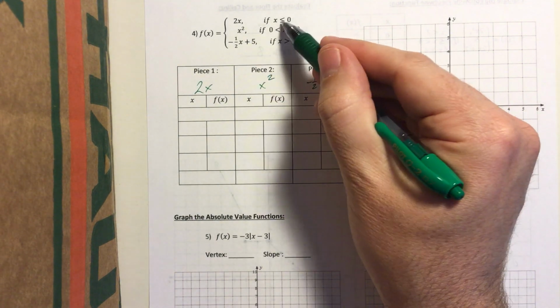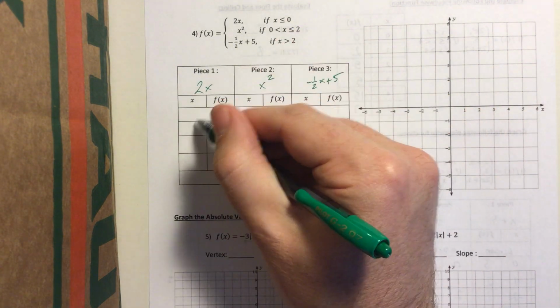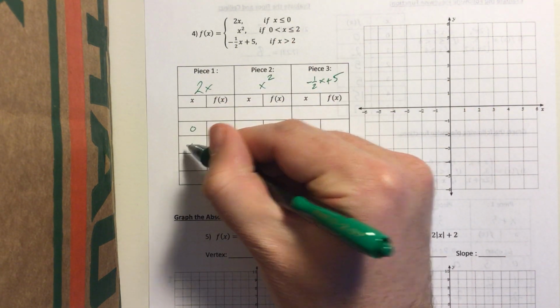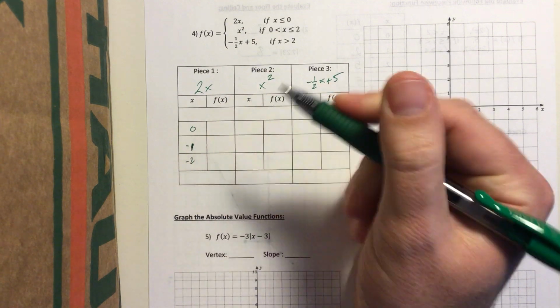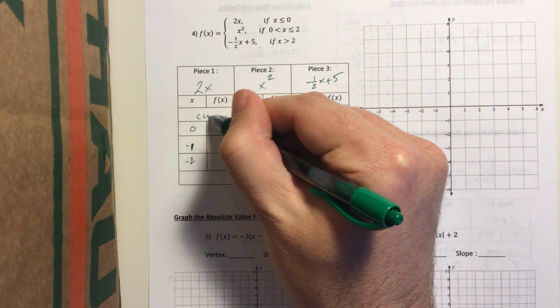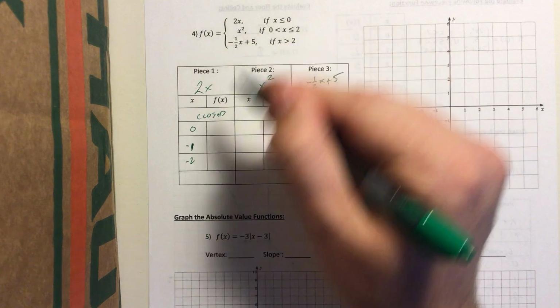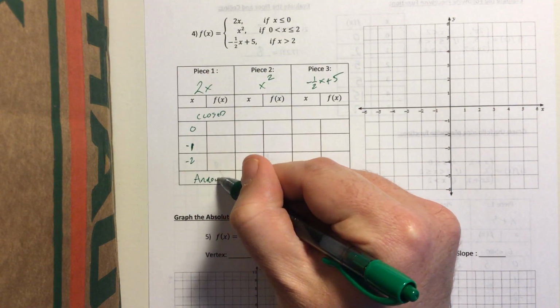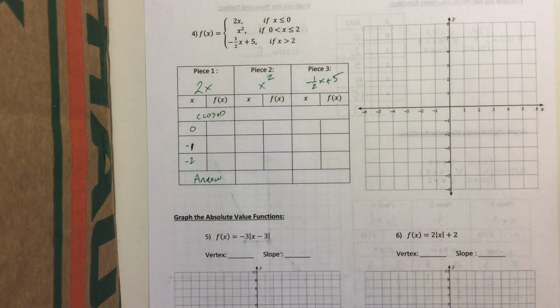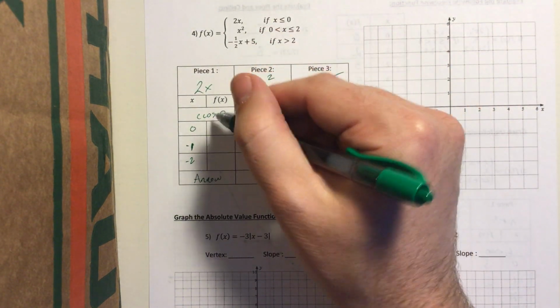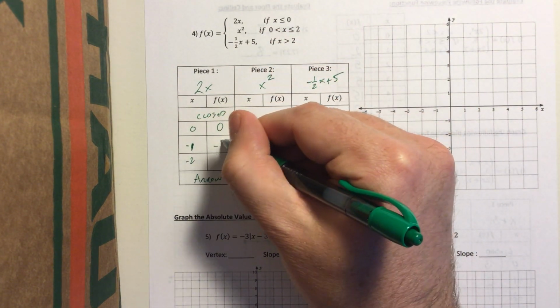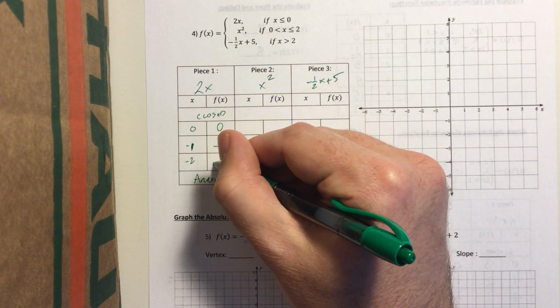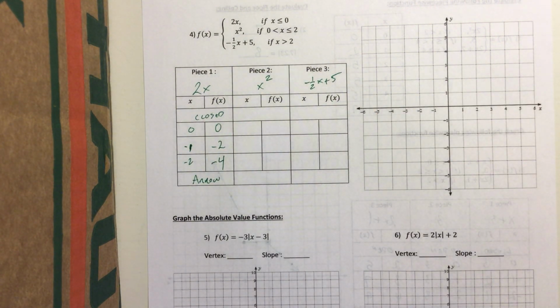And let's see here. It's x values less than or equal to 0 for 2x. So I'll do 0, -1, -2. And it's going to be closed at 0 since it's less than or equal. And it'll be an arrow after -2 since it keeps going after -2. And if I plug in, 2 times 0 is 0, 2 times -1 is -2, 2 times -2 is -4.